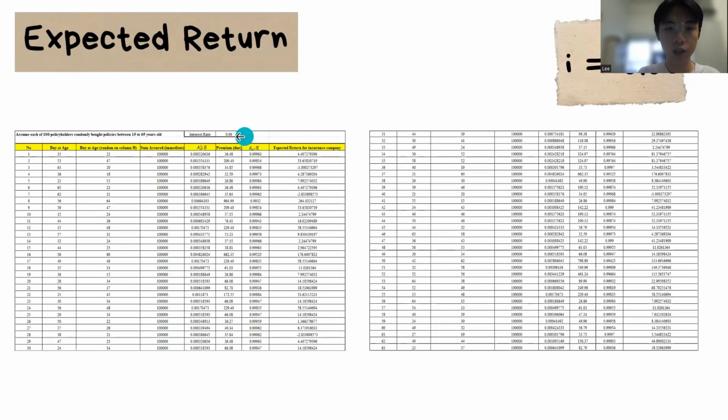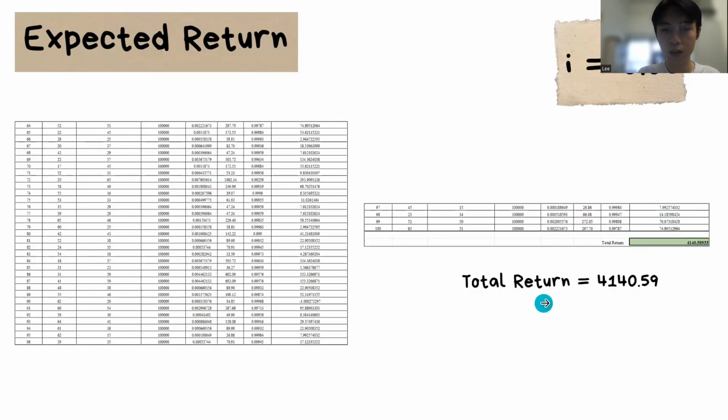So the last scenario is the interest rate of 6%. By using the same way, just changing the interest rate, we can find the total return of the insurance company by using the annual premium minus the sum assured will be 4,140.59.